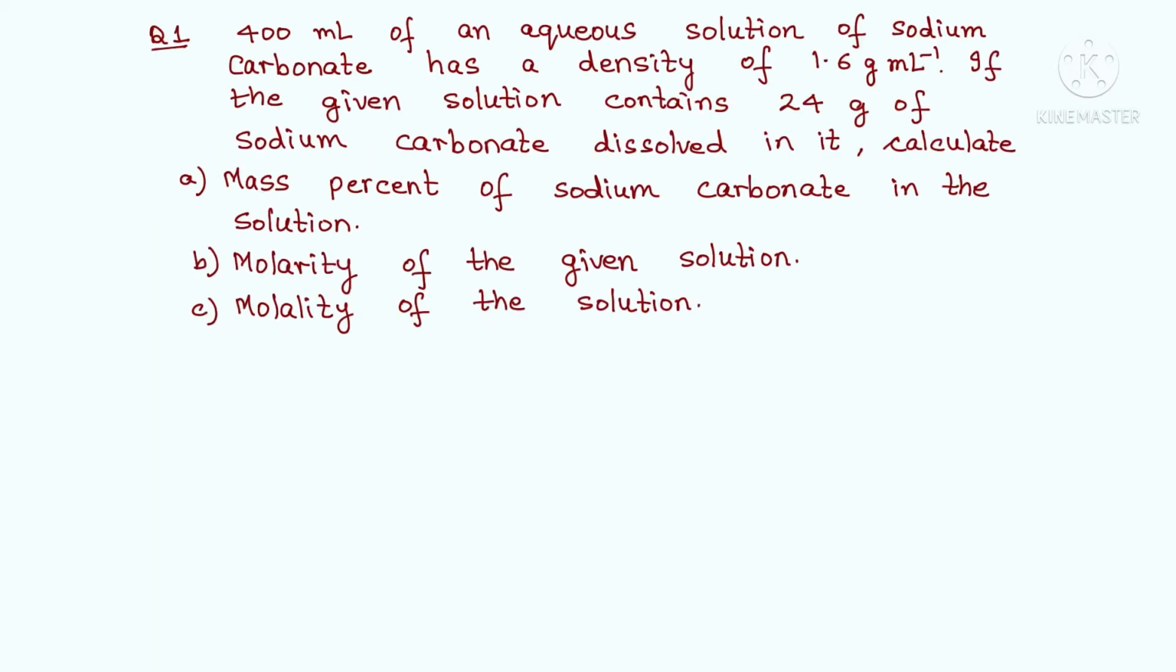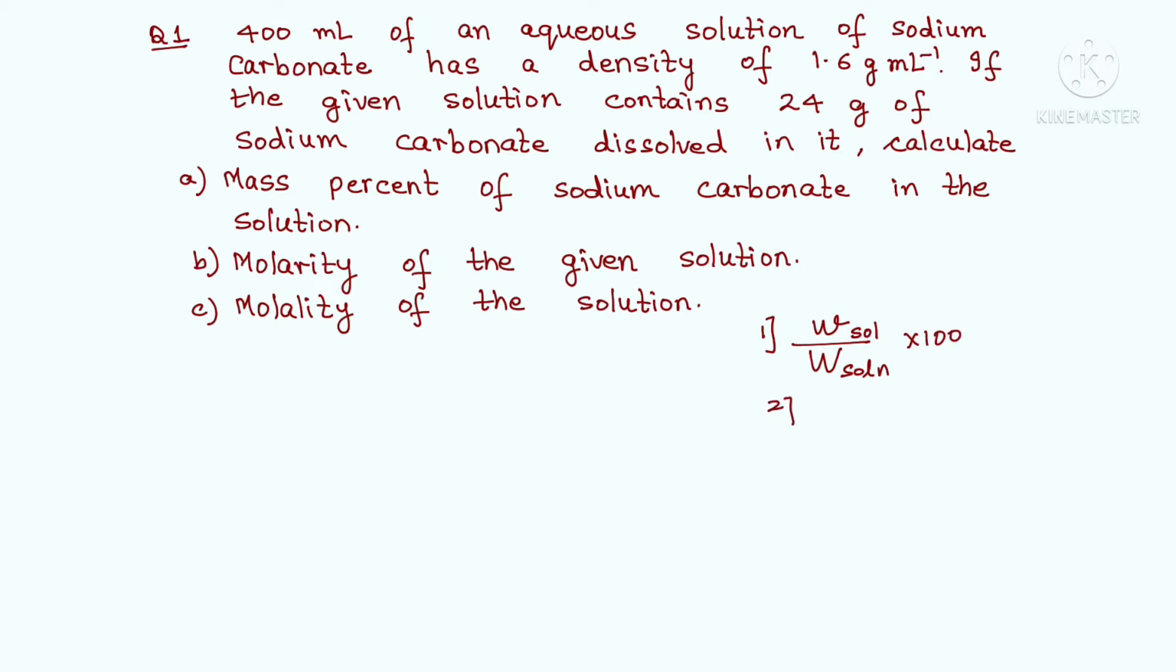Okay, so now let us apply our steps to this question where it says 400 ml of an aqueous solution of sodium carbonate has a density. So there's density provided to us. If the given solution contains 24 grams of sodium carbonate, which is the solute, dissolved in it, calculate mass percent, molarity and molality of the solution. So first things first, what we have to find out first is mass percentage. That means W by W of the solute in the solution times 100. That's the first thing I have to find out.